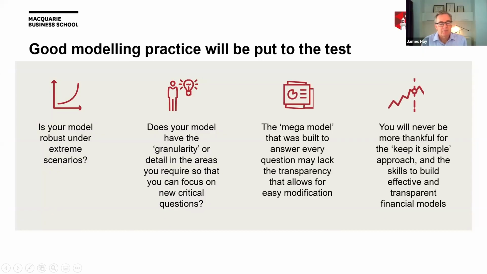And then the other situation might be the opposite. You might have this mega model that was built to answer every question. It might have been built by a high-priced consultant, or it might have been built by a succession of employees over many years where different people have added to the model, and you've inherited the model, and maybe you really only understand 20 to 25% of the model, but you've used it to answer the questions that you need to answer in the past. So the problem with the mega model is they lack transparency, particularly if you only understand 20% of it yourself. That can be very difficult to modify to deal with these new extreme scenarios.